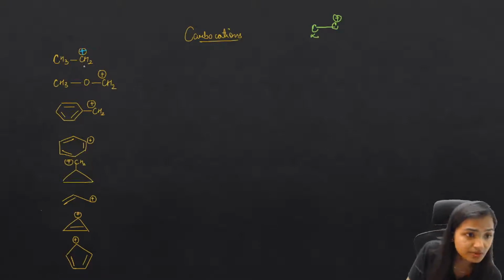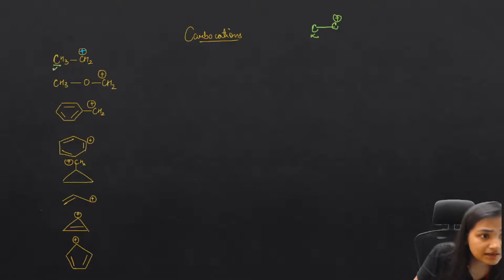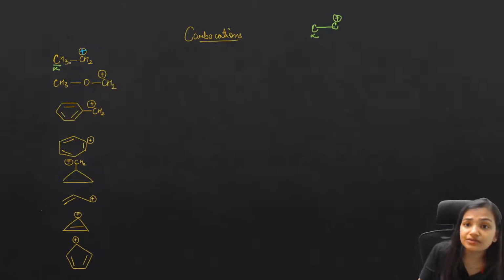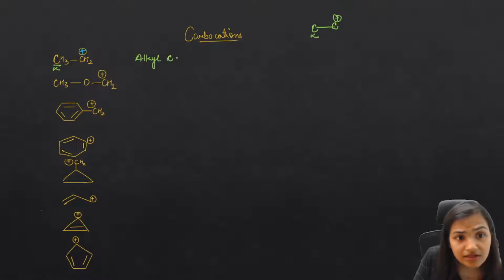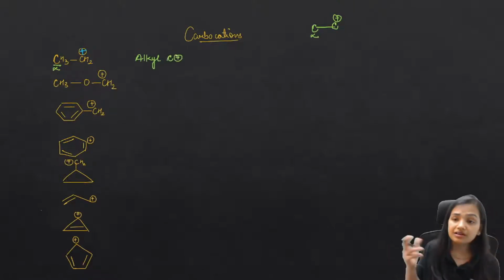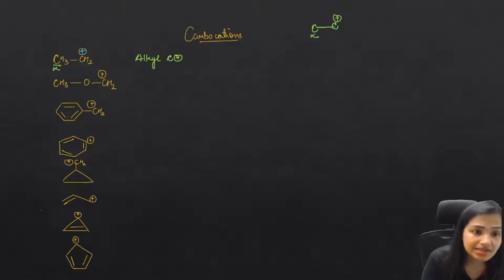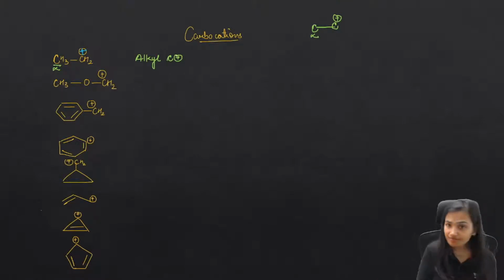For this carbocation, when you see the alpha carbon, you will find that we have three hydrogen atoms. This is simply an alkyl group, so this is said to be an alkyl carbocation.